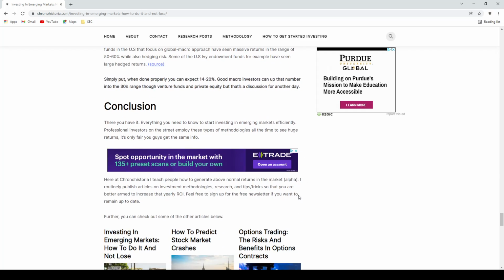So there you have it. Everything you need to know about how to start investing in emerging markets efficiently and not lose. Professional investors on the street employ these types of methodologies all the time, and they see huge returns. It's only fair that you guys get the same information.